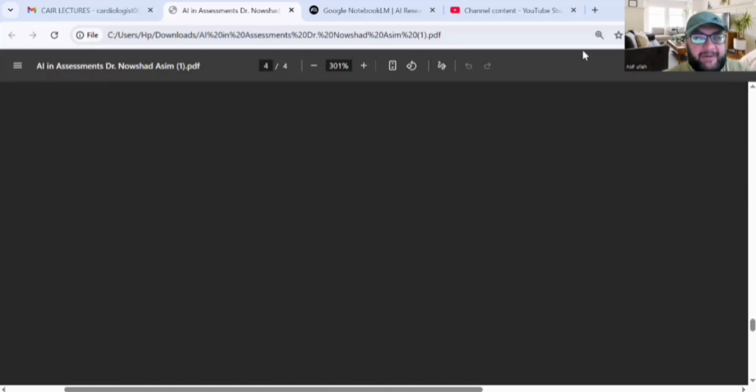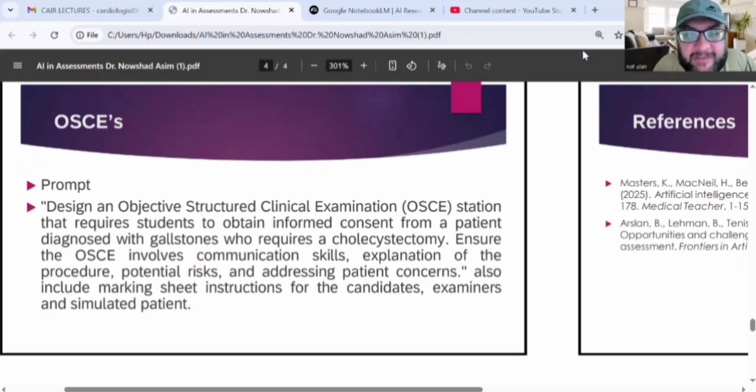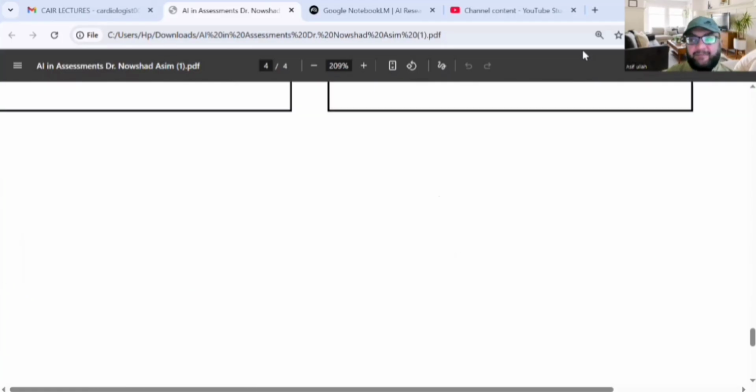For OSCE, the standard prompt is different. Design an objective structured clinical examination station that requires students to obtain informed consent from a patient. Ensure the OSCE involves communication skills, explanation of the procedure, potential risks and addressing patient concerns. Also include a marking sheet and instructions for the candidate, examiner and simulated patient. So these are the references from where this was taken, and that is all about creating assessment.